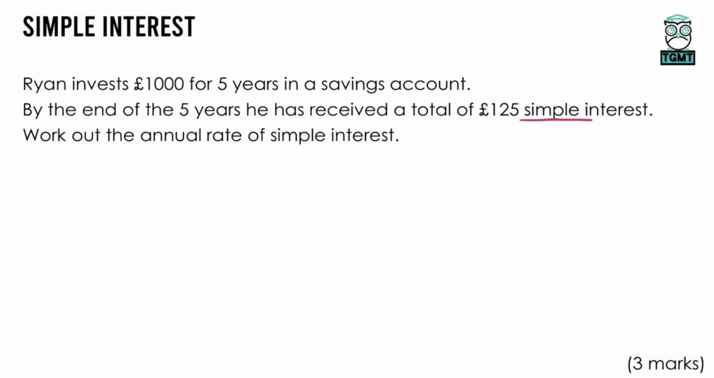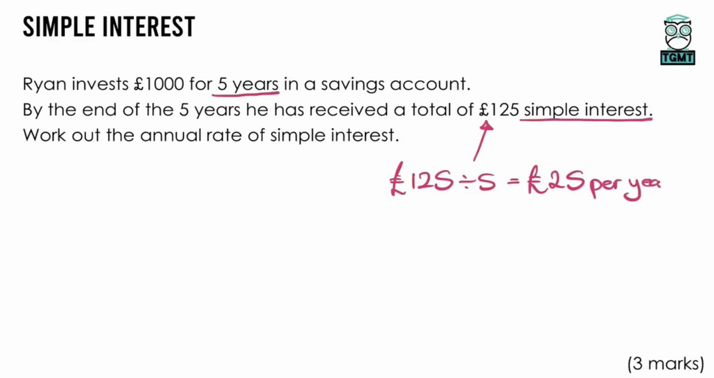So if something is simple interest and it's 5 years, it means that this amount of interest here is just 5 times each amount he got each year. So I can just do 125 divided by 5, and that comes out as £25. So each year, and I can put per year after that, he got £25. And it wants to know what that is as an annual rate of interest.